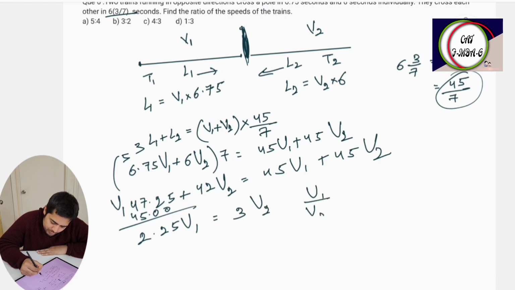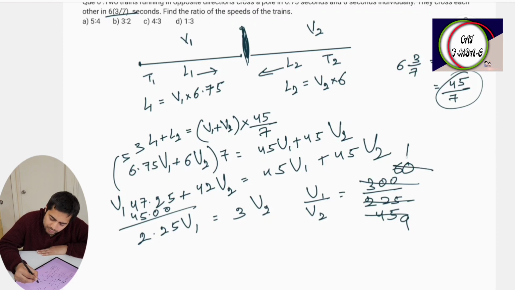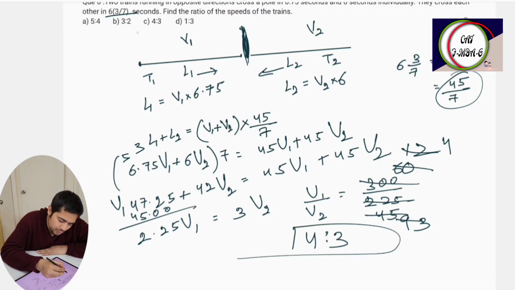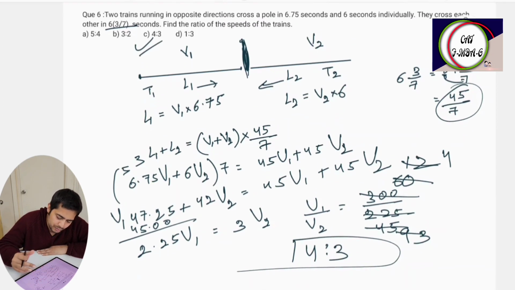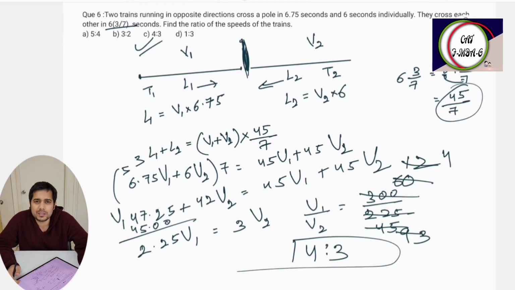So V1 by V2 is equal to 3 divided by 2.25, which is 300 divided by 225, which simplifies to 4 by 3. So 4:3 is the right answer. Yes, option C. Okay, this was quite an easy question. So let's see the next question.